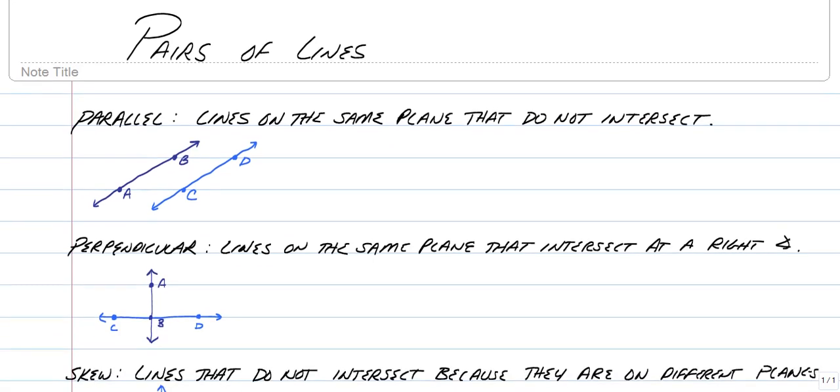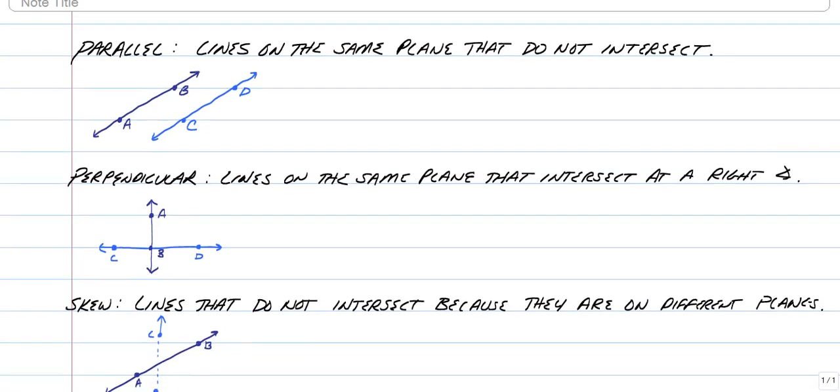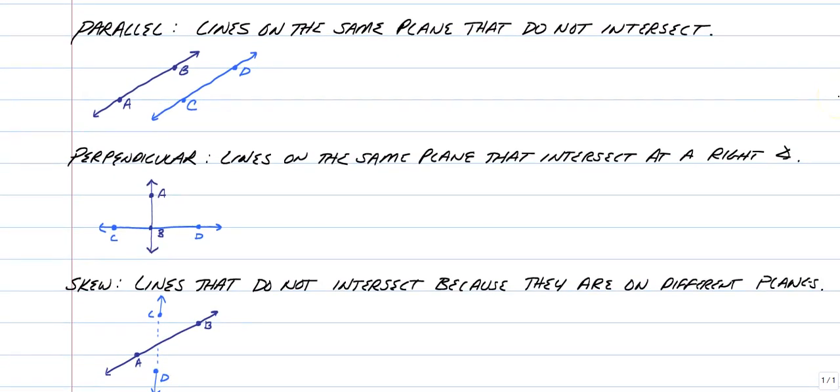There are three different pairs that we're going to talk about in this video, and one pair of lines is called parallel. Now, just so you know, there can be more than one pair of parallel lines. If you look at this sheet of paper right now, every one of these blue horizontal lines is parallel to the blue line below it. Parallel means that they are lines that do not intersect and they are on the same plane. So this example would be on a sheet of paper.